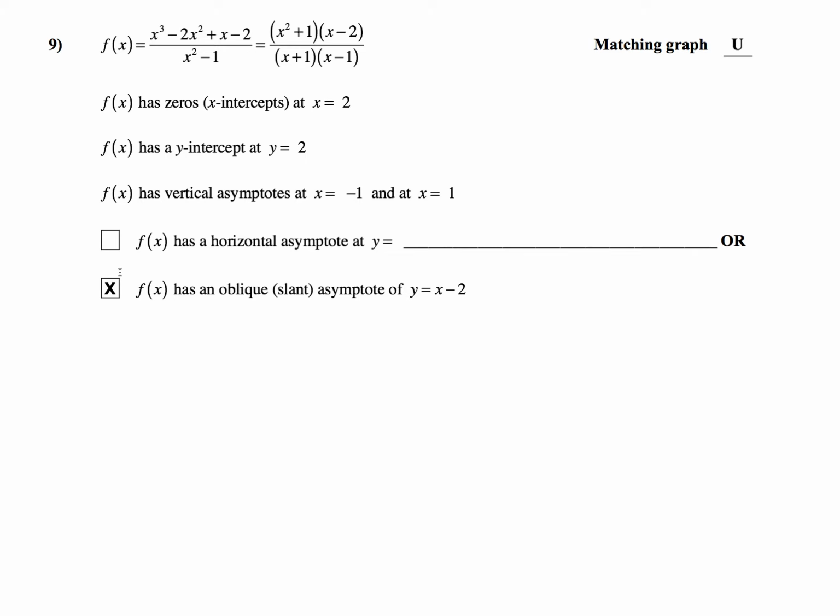And this function has an oblique or slant asymptote because the degree of the numerator is exactly 1 greater than the degree of the denominator. Now, if you wanted to divide this out to find out what that slant asymptote was, you would find that it's x minus 2, but that isn't necessary. You're not asked to do that. So we have, recapping, x-intercept at 2, y-intercept at 1, and vertical asymptotes at -1 and 1.